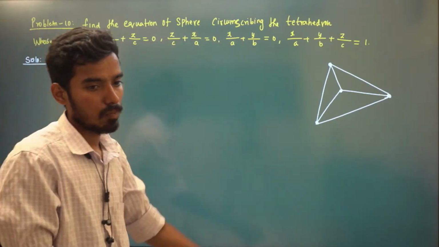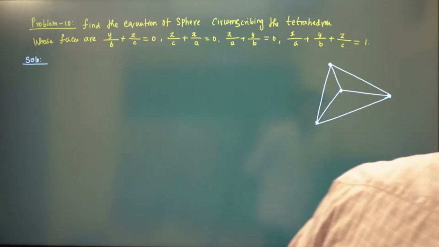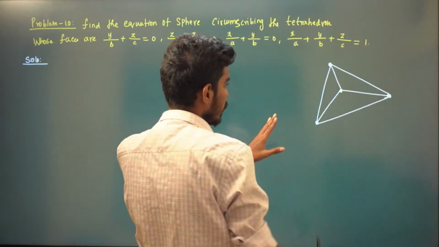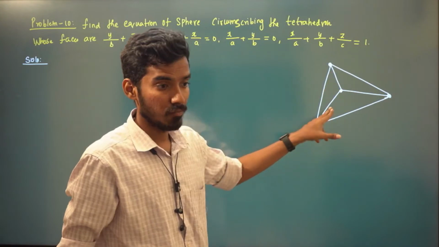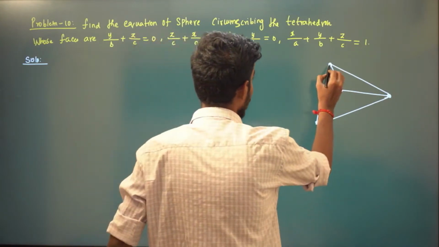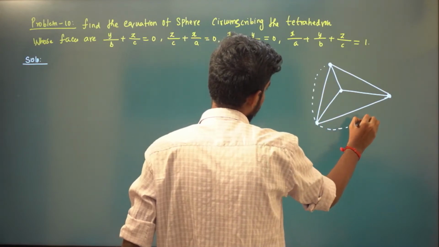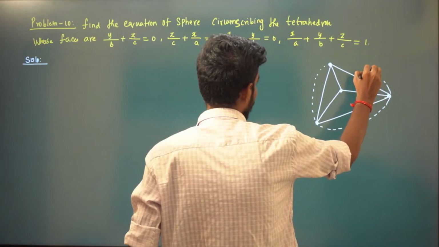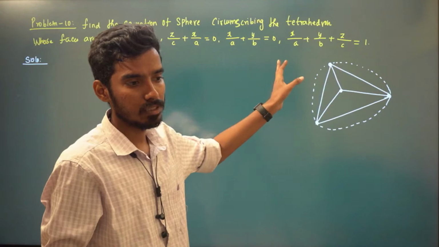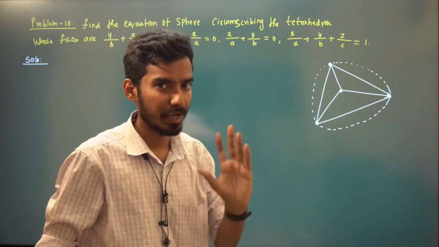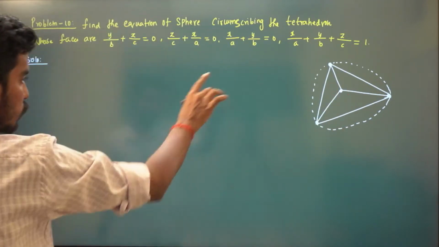After finding these four points, you can easily find the equation of the sphere that is passing through them, right? My aim is to find the vertex coordinates of these four points. After that, we can find a sphere that is circumscribing this tetrahedron. After finding these four points, the problem is very easy. The equation of a sphere passing through four points we can easily do.